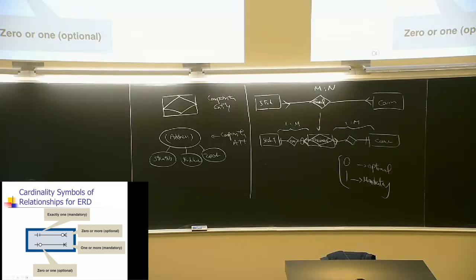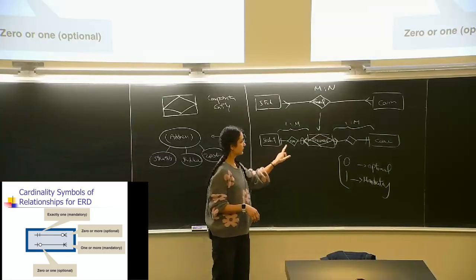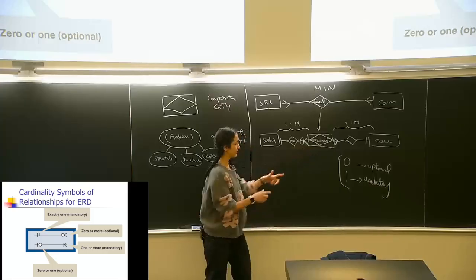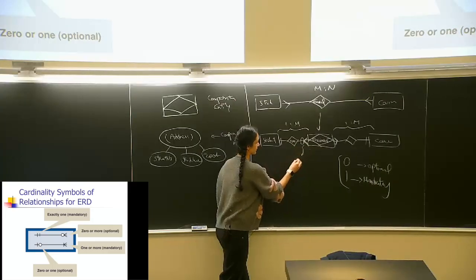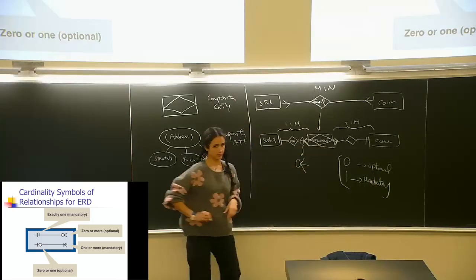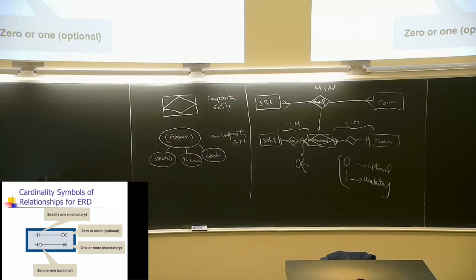So, for example, this means exactly 1, and it's mandatory, right? This means it's optional, but it could be more. For example, each student can have 0 or more enrollments. So the sign is like this, right? And this is what you see here, 0 or more, optional. And then we also have 0 or 1, optional.